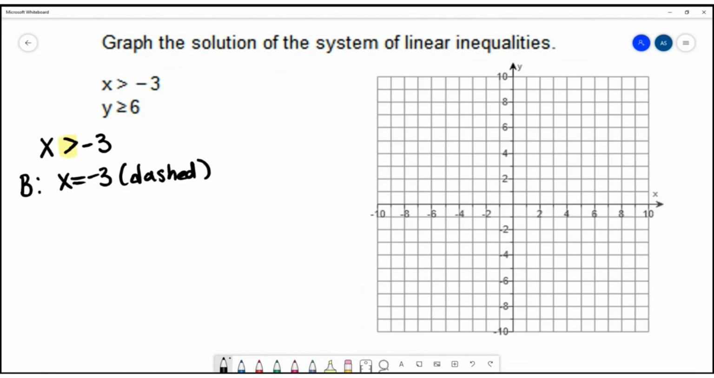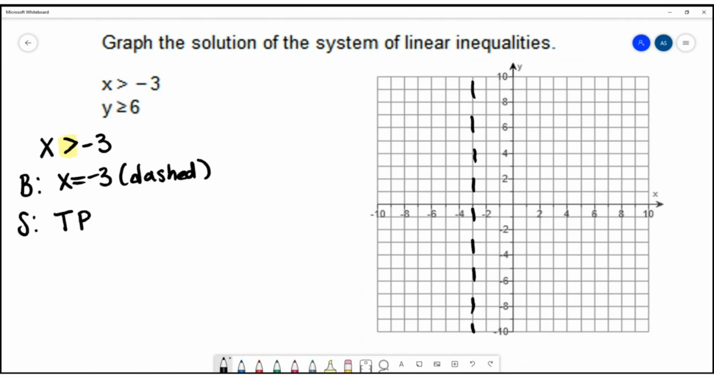The line x equals negative 3 is a vertical line. I'll draw that vertical line dashed. And once I've drawn the boundary, then I want to figure out the shading. We're going to shade either the left of that line or the right of that line. And to decide which side we're going to shade, we pick a test point.